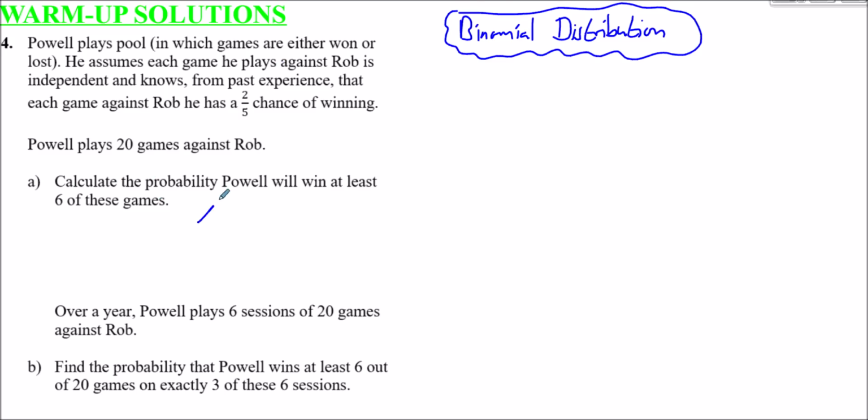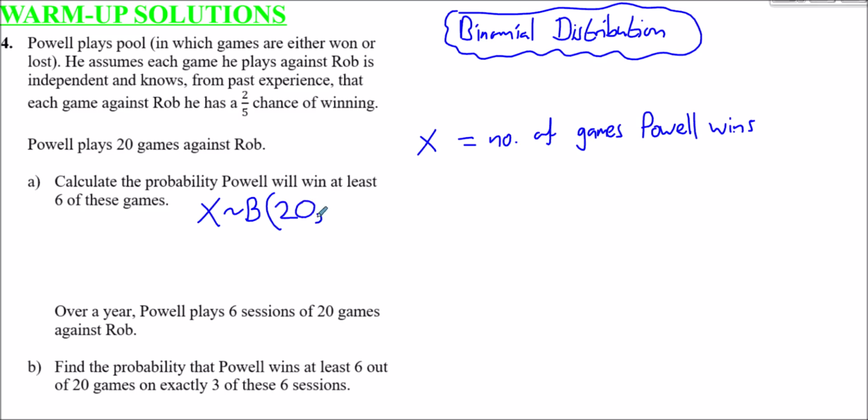So for part A, if we let X be the number of games Powell wins, then in 20 games, the number of games he wins will be a binomial distribution where we've got a maximum of 20 he could win. The probability of each win is 2/5, which we can say is 0.4. To be honest, you can leave it as 2/5 if you want, that's absolutely fine.